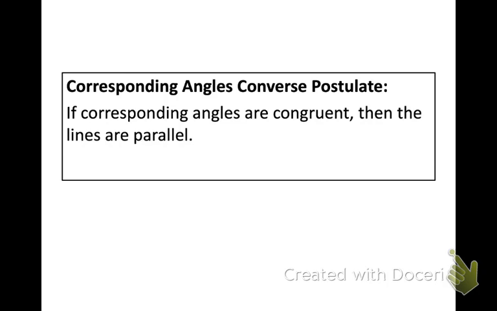So the converse of our corresponding angles postulate says the following. If corresponding angles are congruent, then the lines are parallel. If it were me, I would just write: if corr angles congruent, then parallel lines. You said if corr, then parallel lines? Yes.